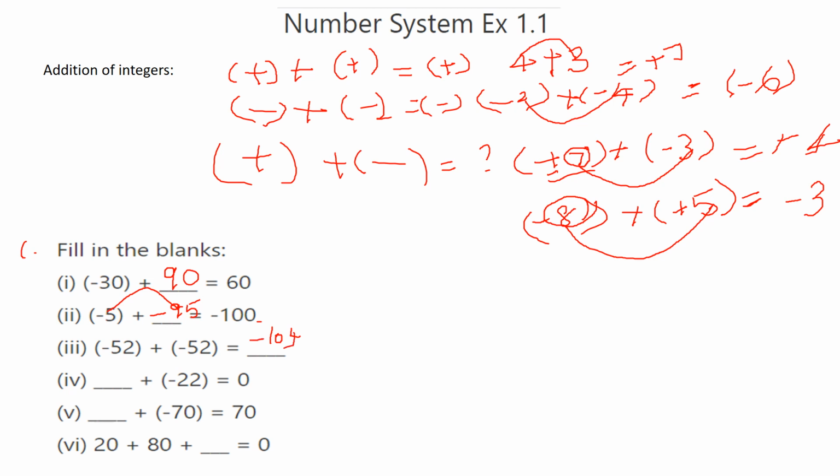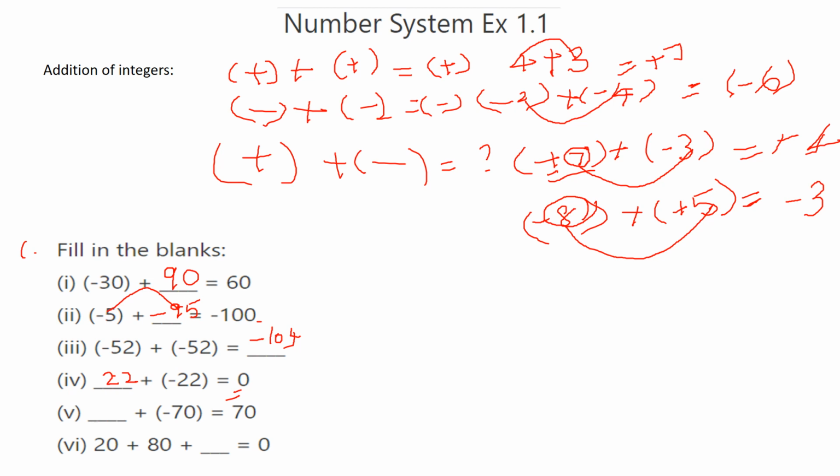Here minus 22 is given, and we have to find the number so that the sum equals 0. What is the additive inverse of minus 22? Plus 22. If you add a number and its additive inverse, we get 0. Therefore 22 is the answer.